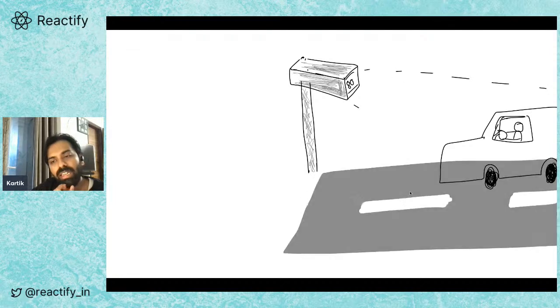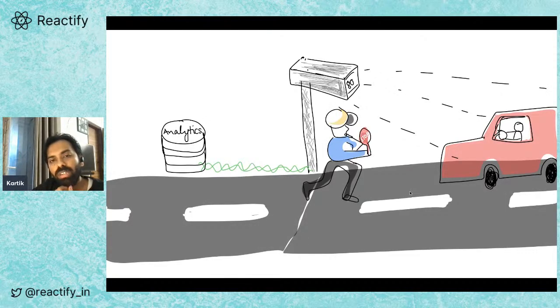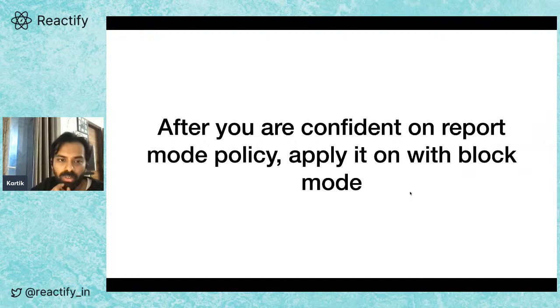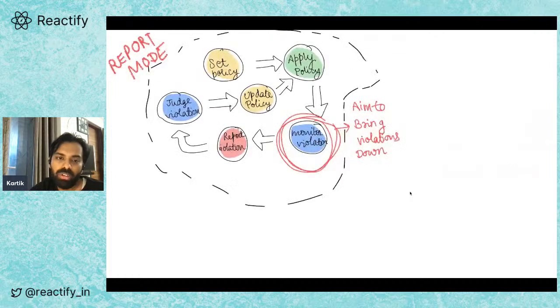And the analogy is something like you are monitoring the speed of the vehicle, but the moment it is reported, the policy comes into action and sends the security guard, the traffic police basically, to stop your vehicle from crossing, or give you a fine, or tell you to slow down, or things like that. So this is how the block mode will work. And once you're confident enough with your report mode policy, you can apply it with the block mode.